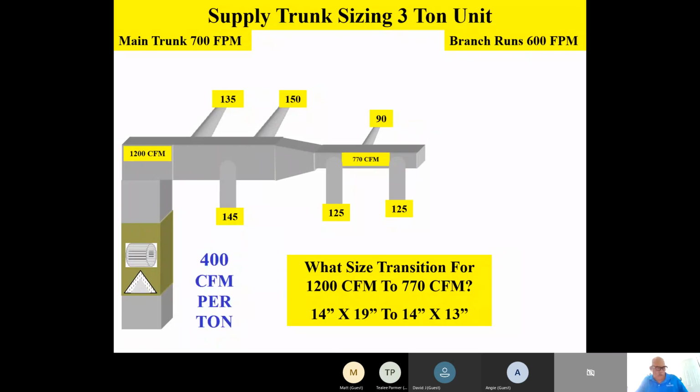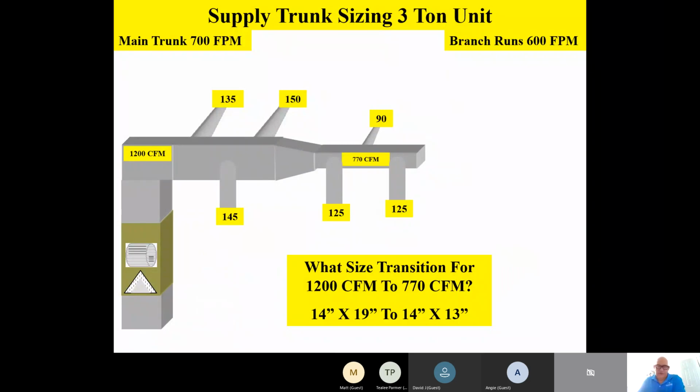Now, team, go ahead and clear your calculator for me. And let's take 90 CFM plus 125 CFM plus another 125 CFM. And we find that we took off 340 CFM in that section of main trunk. So subtract that 340 from our 770 that we have in that trunk section. And that leaves us with 430 CFM left.